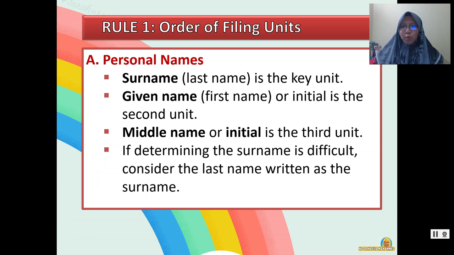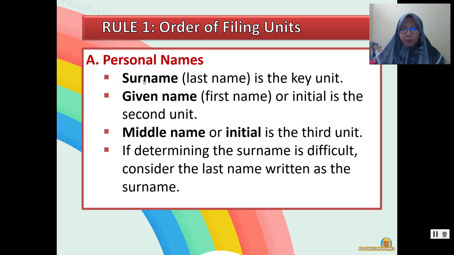So for rule number 1, we have rule 1A and rule 1B. Rule 1A is for the personal name, and rule 1B is for the business name. For the personal name, what we call the surname, for an English name, is the last unit. We call it the key unit. The given name, which is the first name or initial, is the second unit, and the middle name or initial is the third unit. If determining the surname is difficult, consider the last name written as the surname.